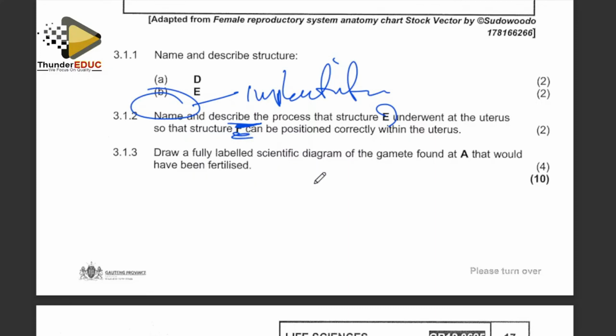Draw the full labeled scientific diagram of the gamete. This question found at A.